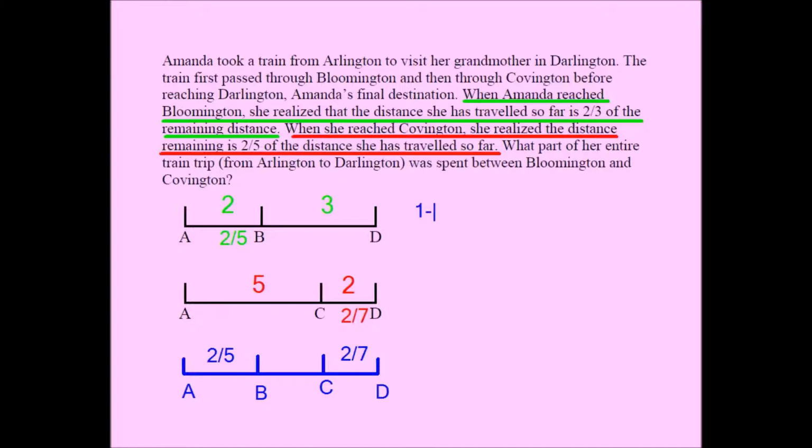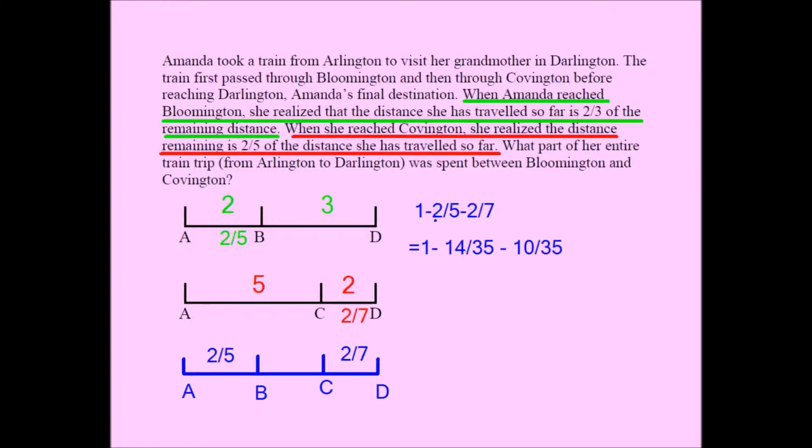1 minus 2/5 minus 2/7. Now, one way to do it is have a common denominator of 35 for these two fractions, 2/5 and 2/7, which can be done pretty easily. So I can claim this is equal to 1 minus 14 over 35 minus 10 over 35.